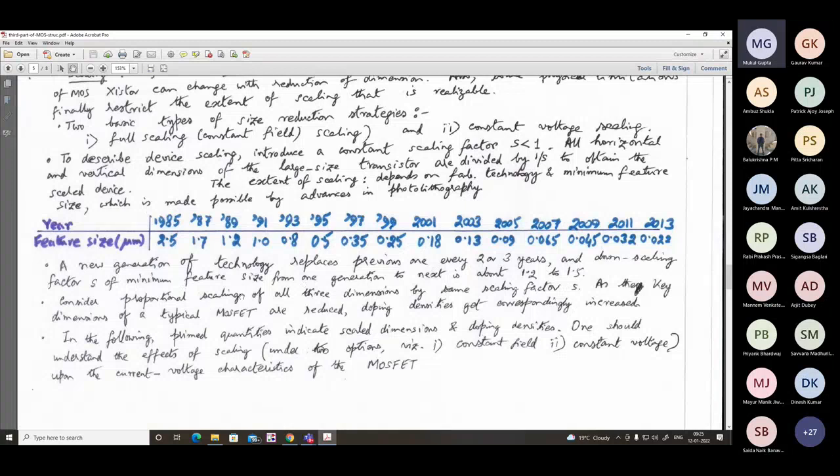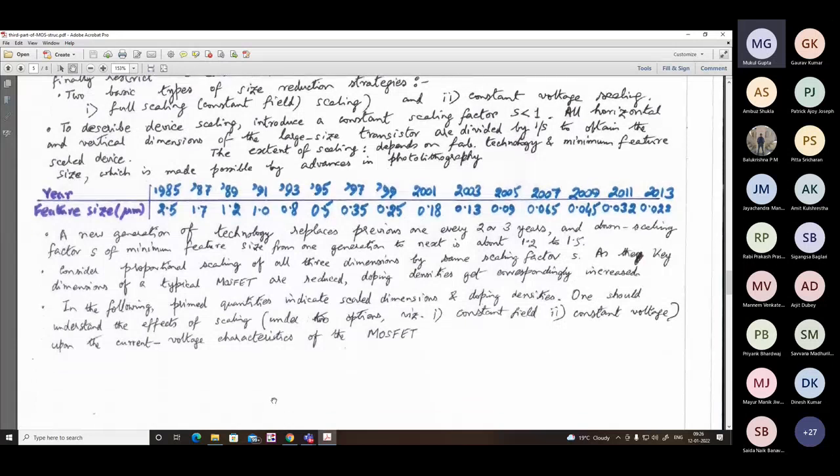Consider the proportional scaling of all three dimensions by the same scaling factor. As the key dimensions of a typical MOSFET are reduced, doping density will get correspondingly increased. How? We will see shortly. In the following, primed quantities indicate scaled dimensions and doping density. One should understand the effects of scaling under the options. Normally, two options are there: constant field scaling or full scaling, and constant voltage scaling, upon the current-voltage characteristics of the MOSFET. Let us see.